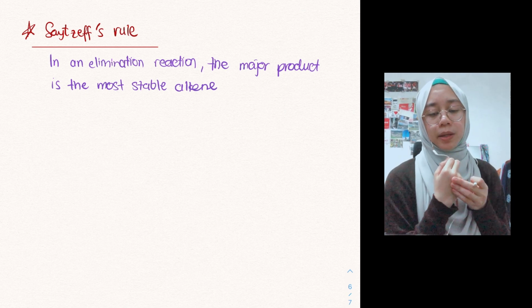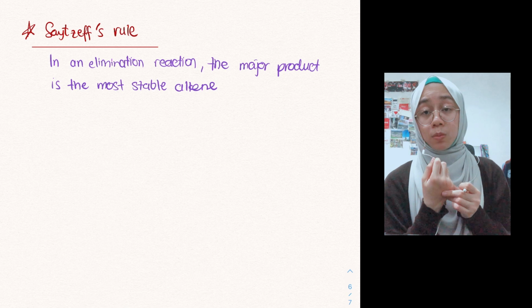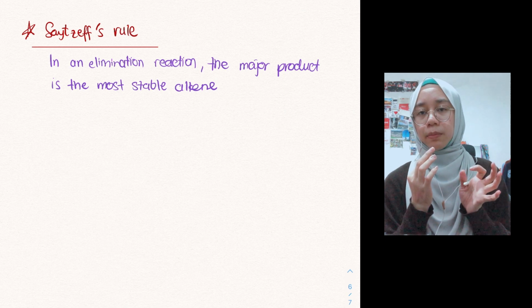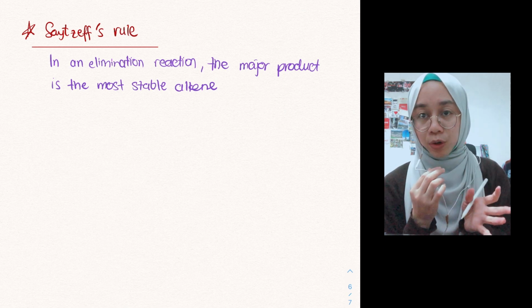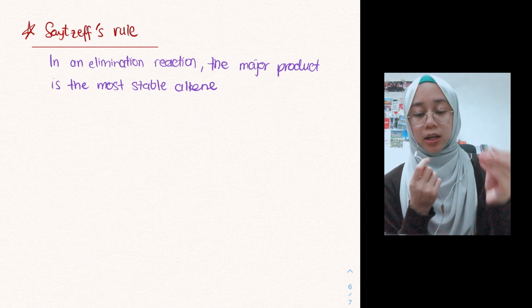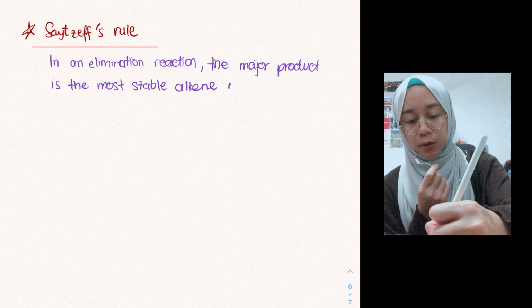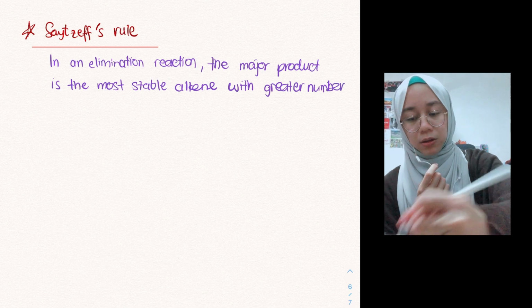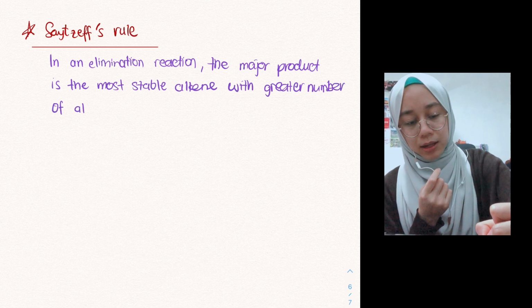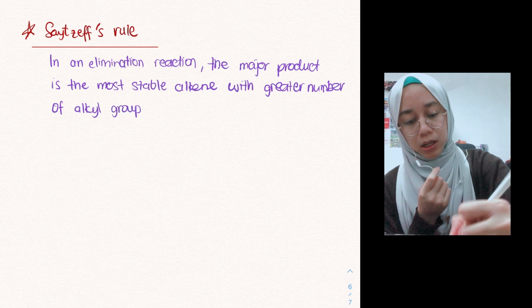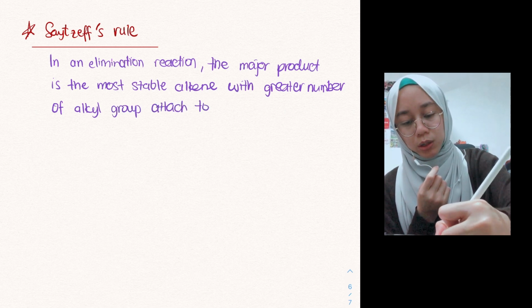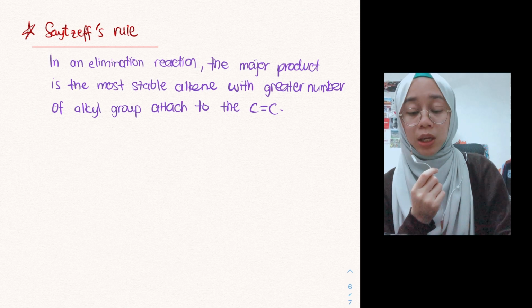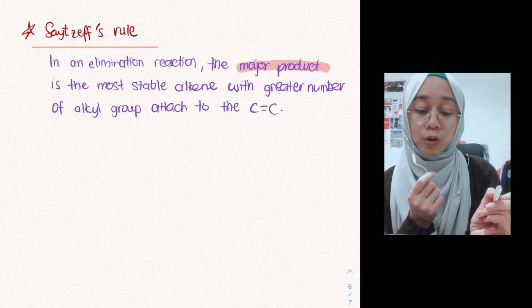Okay, jadi in an elimination reaction, the major product is the most stable alkene. Okay, jadi antara dua tu tadi ada satu yang paling stable, itu yang akan jadi major product. Tapi macam mana kita nak identify major product ni? Okay, so the more stable alkene with greater number of alkyl group attached to the carbon-carbon double bond. Okay, so keyword dekat sini adalah kita nak cari major product untuk Saytzeff's rule ni.